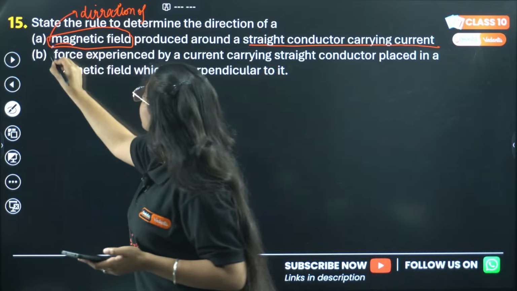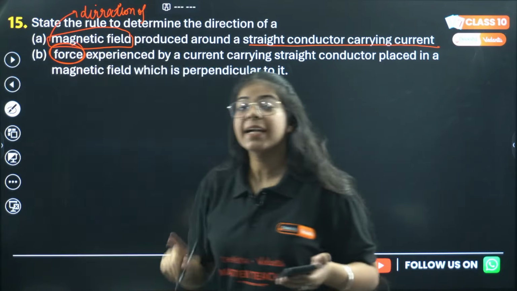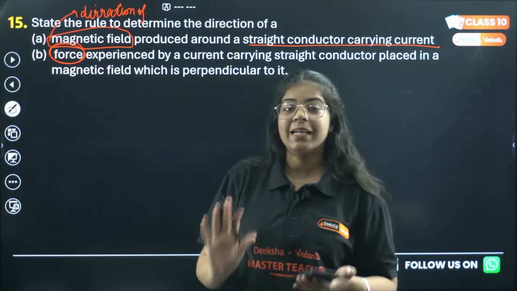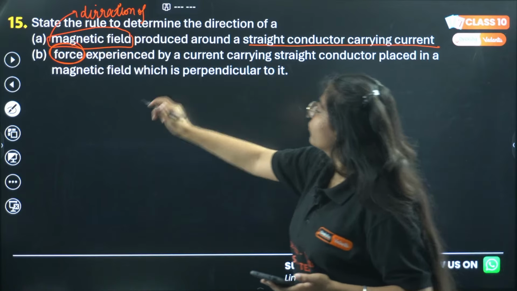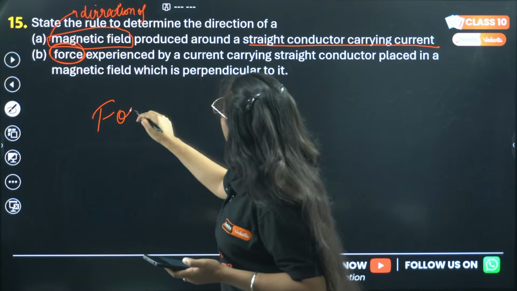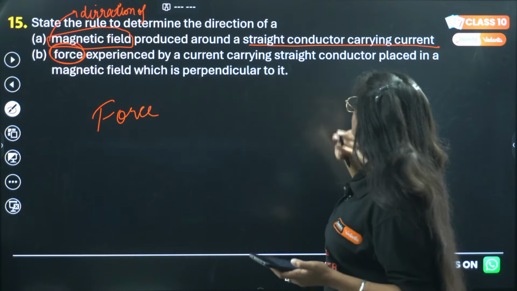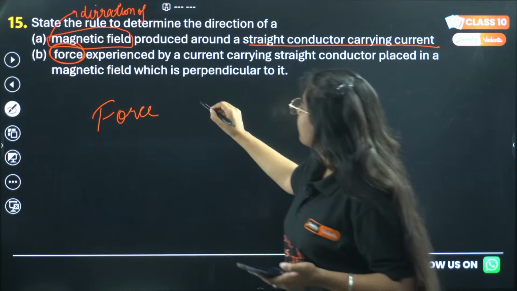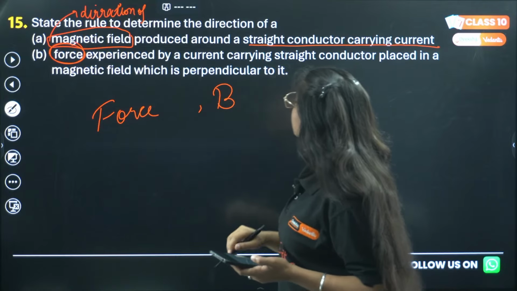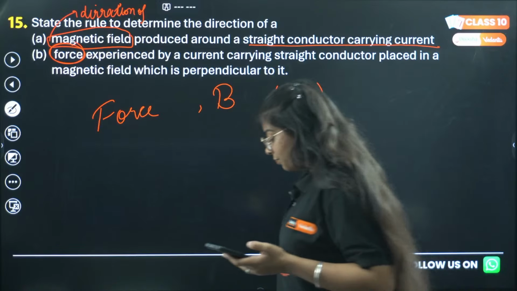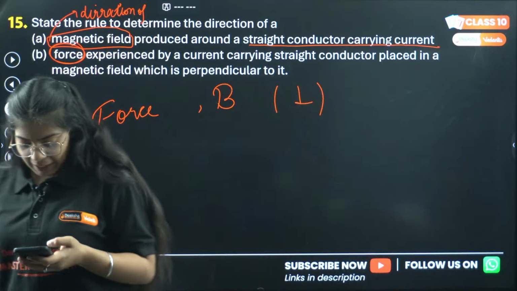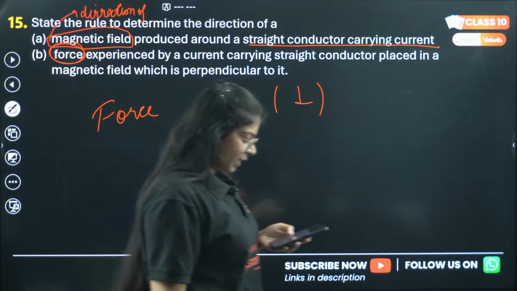See, what force? Highlight the keywords always. Read the question calmly and highlight the keywords. We need to find force experienced by a current carrying straight conductor placed in a magnetic field which is perpendicular to it. Okay, these two are perpendicular. Now, which is it? B is left hand thumb rule for determining force.